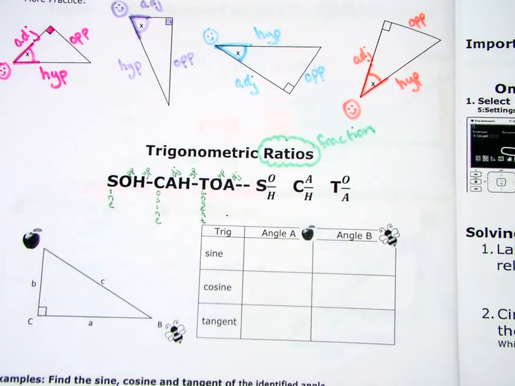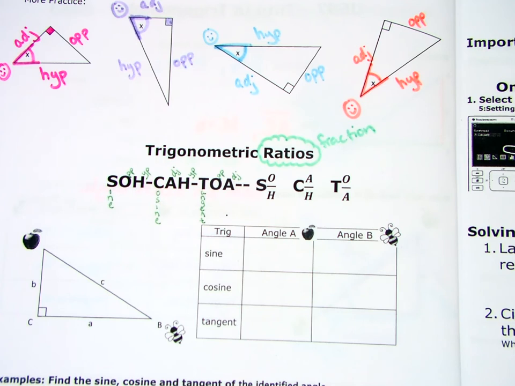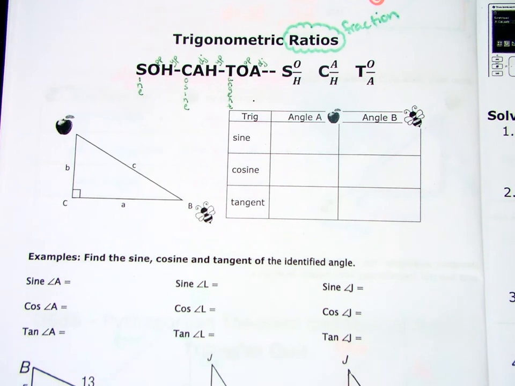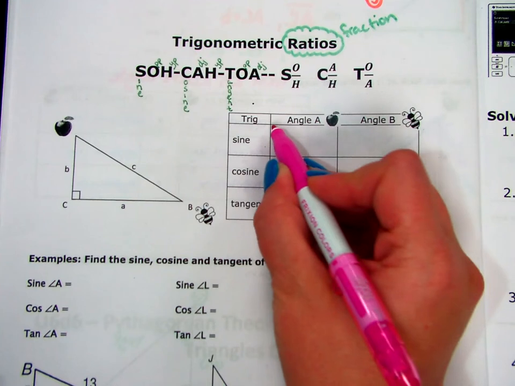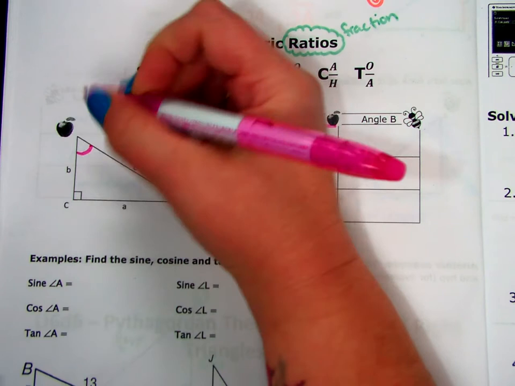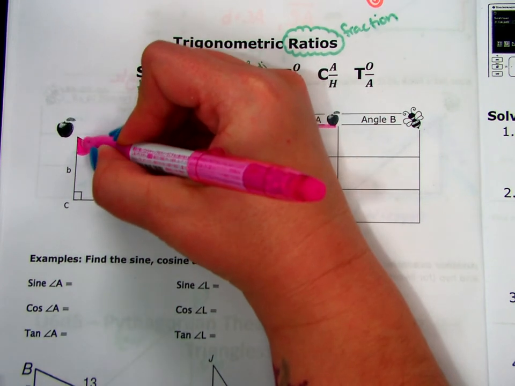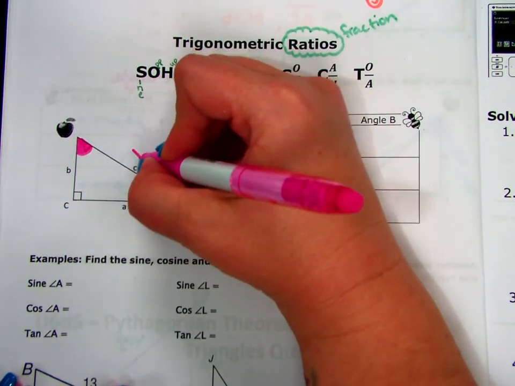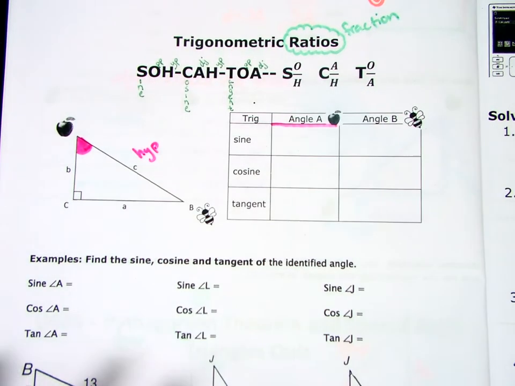Okay? So, let's look at the triangles that we looked at at the very beginning of today's lesson with the apple and the bee. We're going to find the sine, the cosine, and tangent if we're standing at angle A. And then we're going to find the sine, the cosine, and tangent if we're standing at angle B. The first thing I need to do, if I'm standing at angle A, is label my triangle from the perspective of angle A. Which we already did, right? That's the first thing we did, we labeled this triangle. We said the hypotenuse was C.